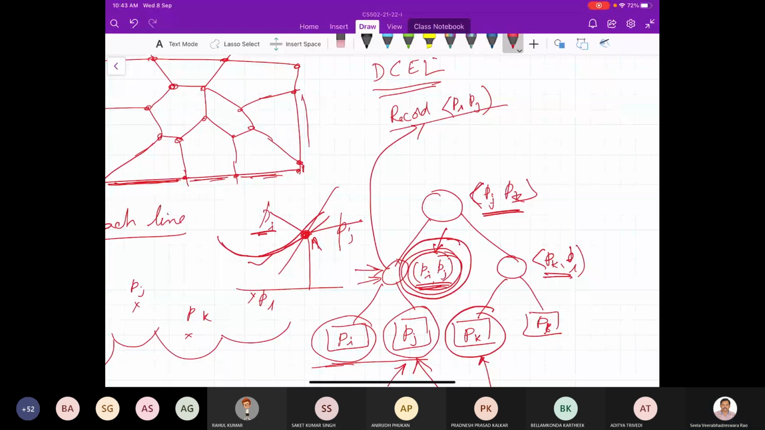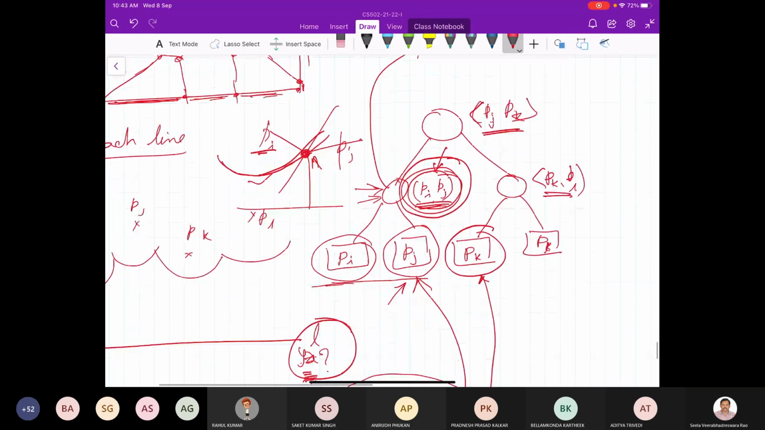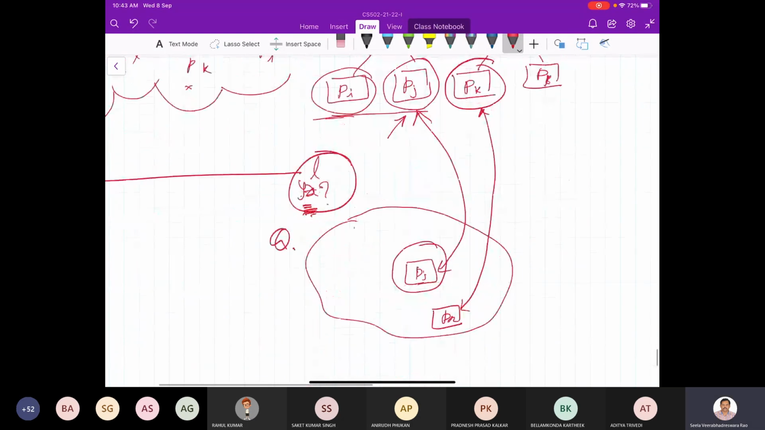Sir, how will we be managing the event queue, sir? The event queue is a priority queue. And what would be the priority? The priority is as per the sweep line, top to bottom, by y coordinate. The way we are processing the events, top to bottom, as per the y coordinate, max to min. Okay, sir, got it, sir.